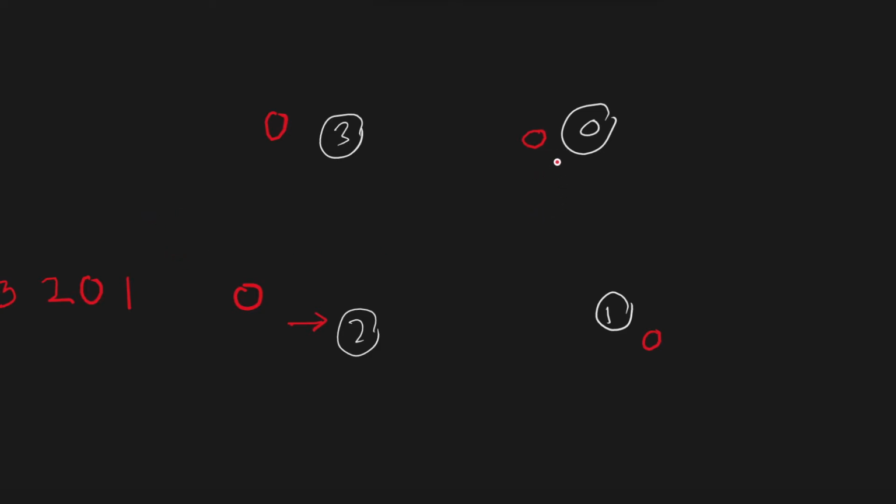In fact, we could have actually first selected 1 and then selected 0 also, right? So that's why it has another ordering which is 3, 2, 1, 0 also, okay. So this is good, okay. Now let's take another example.